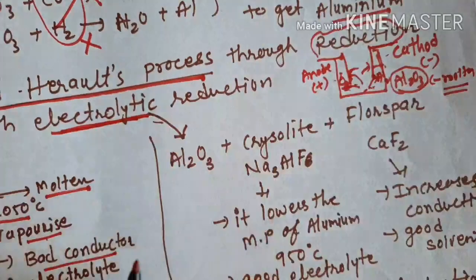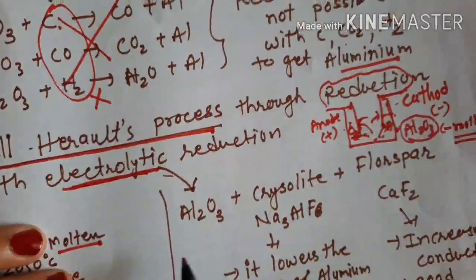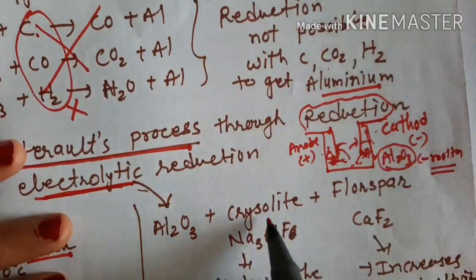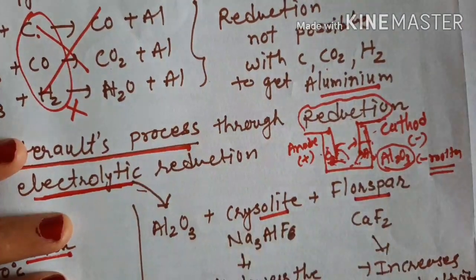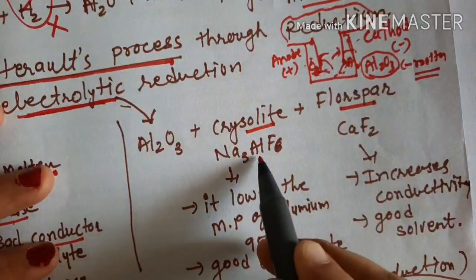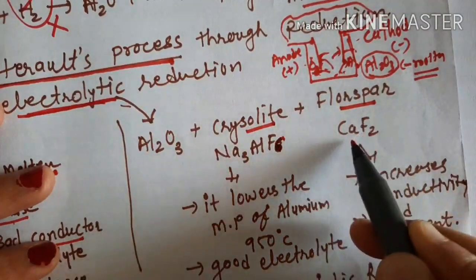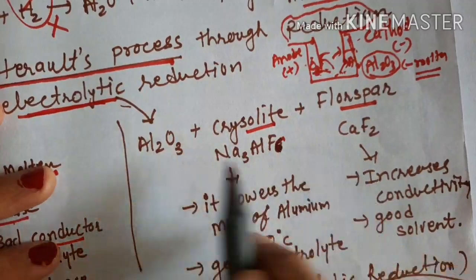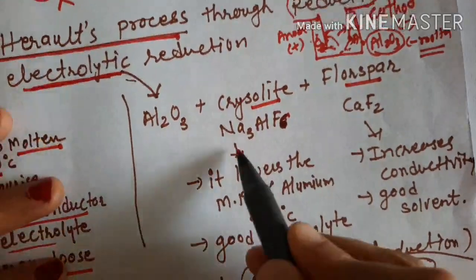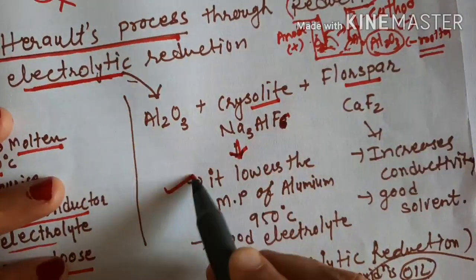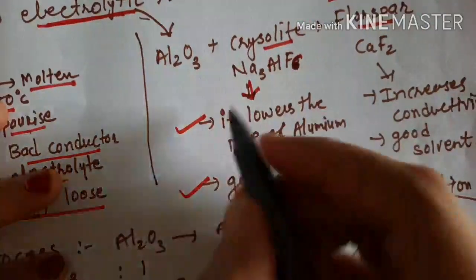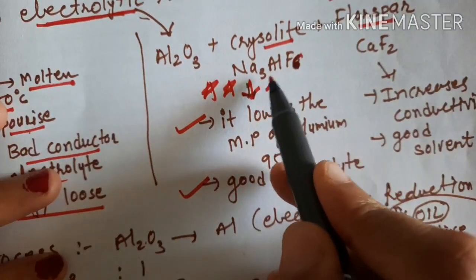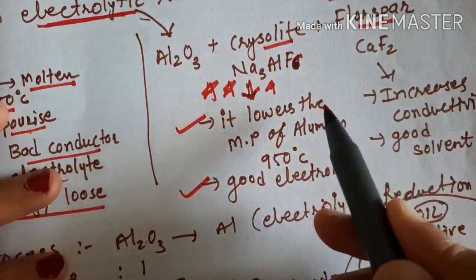So what is the solution? The solution is that we add cryolite and fluorspar to the alumina. Cryolite Na3AlF6 and fluorspar CaF2. Now what are they doing in this alumina? First, the cryolite, very important, it will come in a short question. Pay attention here, very important students. Cryolite is being added.